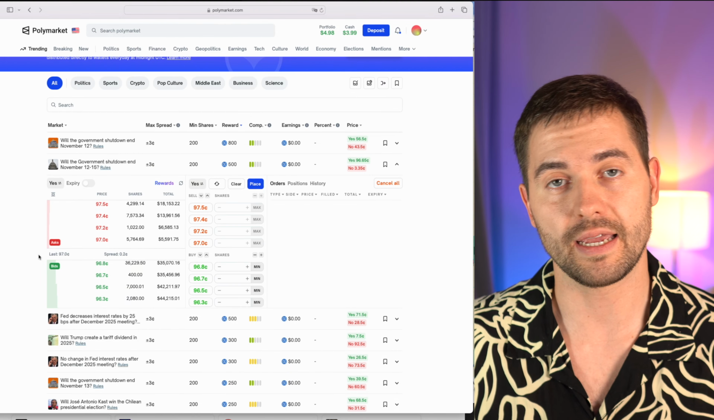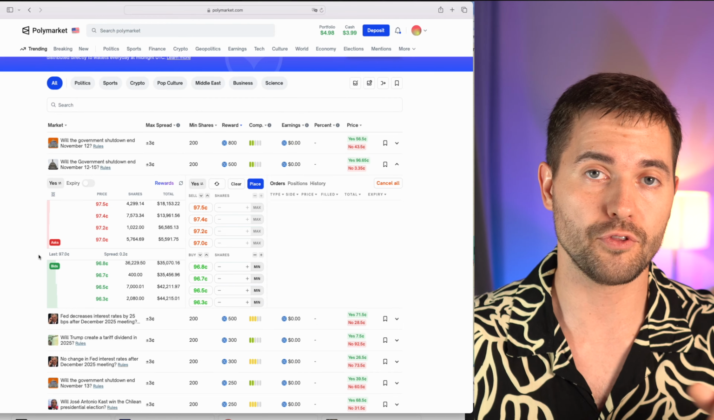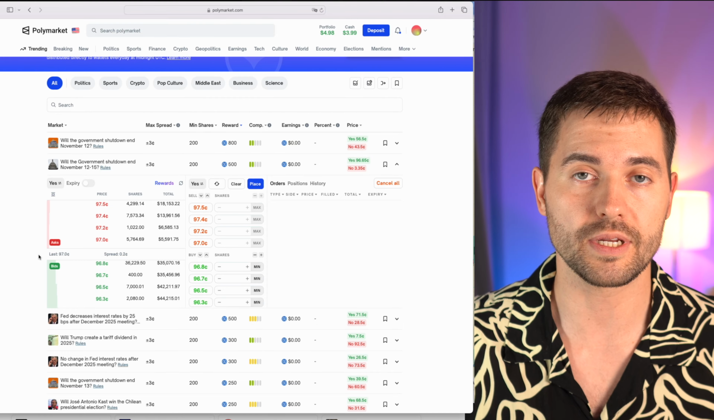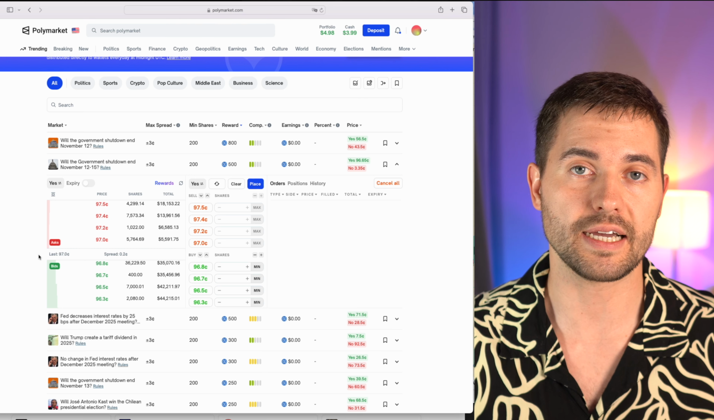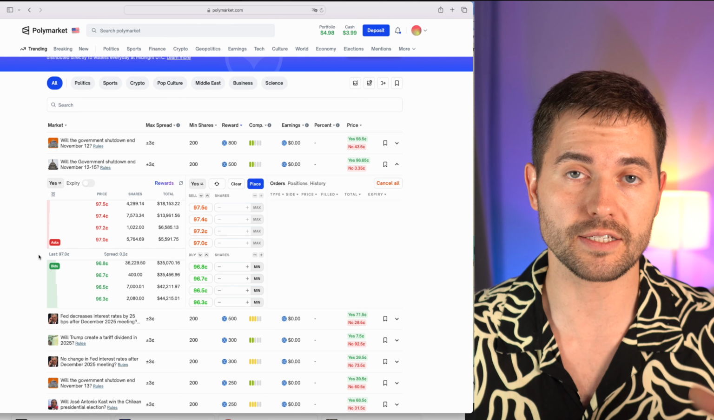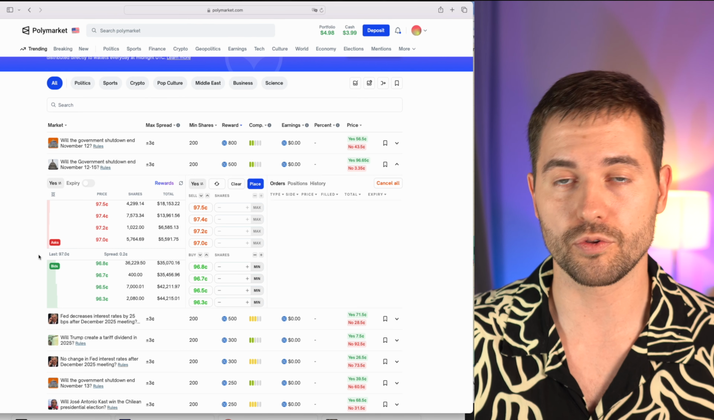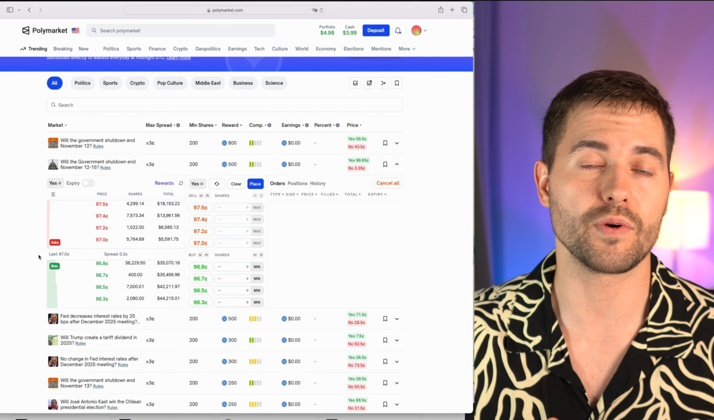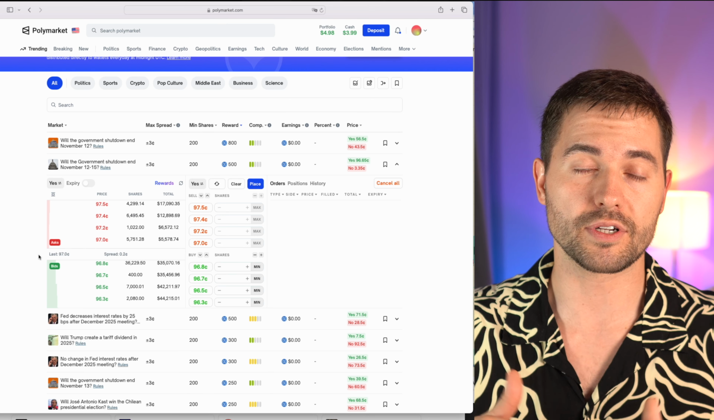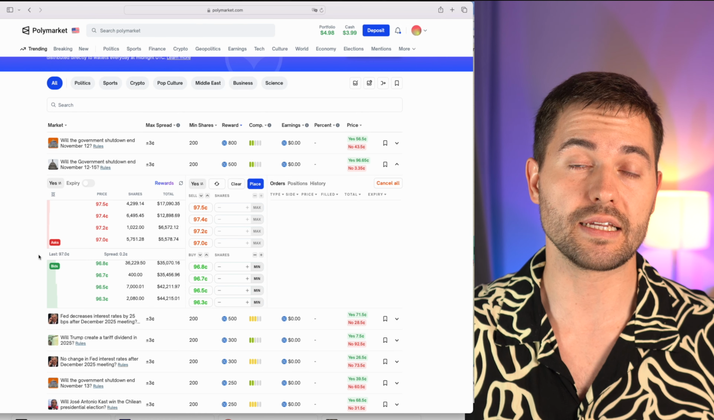But Polymarket, on the other hand, wants people to place those limit orders to provide the liquidity. And 3 cents is very tight, so there's a very big chance that they will get executed. So you always need to keep an eye on your positions and on your limit orders if you're providing liquidity, because if the orders get executed, you end up inheriting that position.